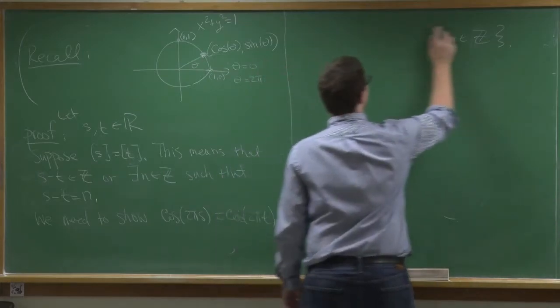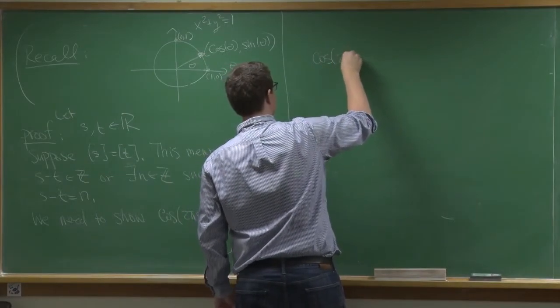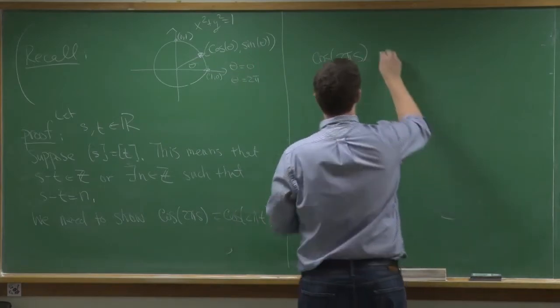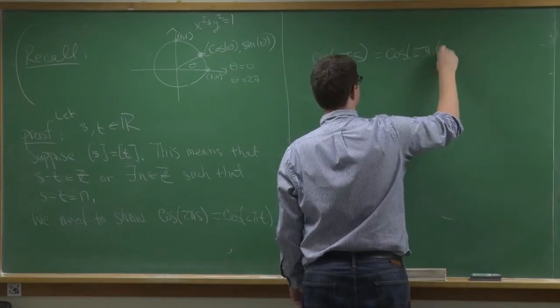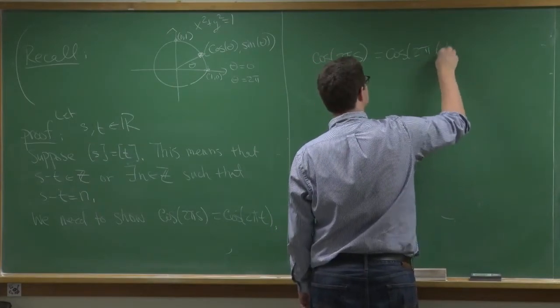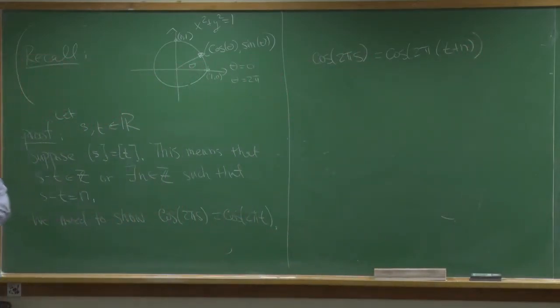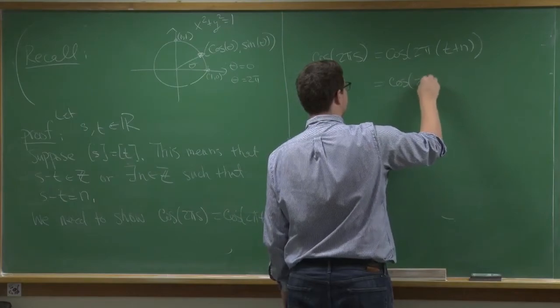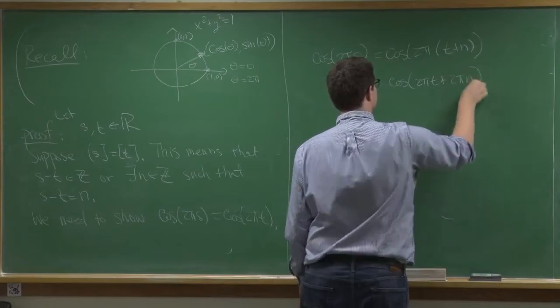Okay, so let's just write down cosine of 2 pi s. So cosine of 2 pi s is equal to cosine of 2 pi times (t plus n), where n is an integer. Cool? So this is equal to cosine of 2 pi t plus 2 pi n.